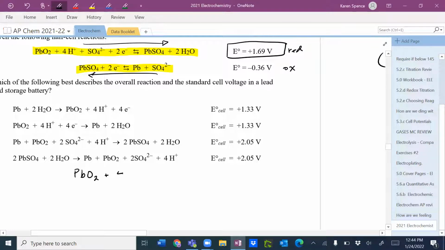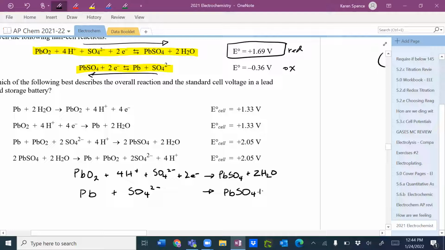So I have PbO2 plus 4H plus, SO4 2 minus plus 2 electrons goes to PbSO4 plus 2 H2O. That's our reduction half reaction. Our oxidation half reaction, writing it the correct way around: Pb plus SO4 2 minus goes to PbSO4 plus 2 electrons. So all we're doing is we just took this reaction up here and we wrote it backwards because it's the oxidation.